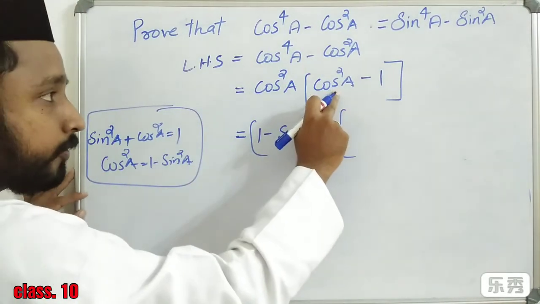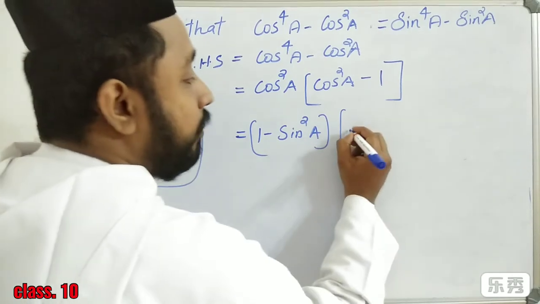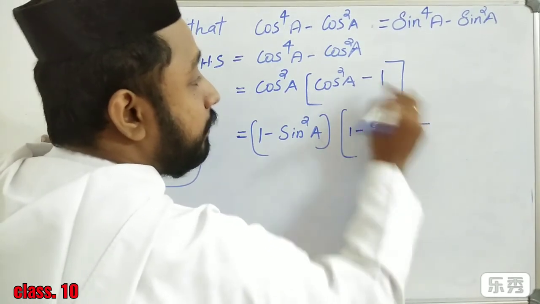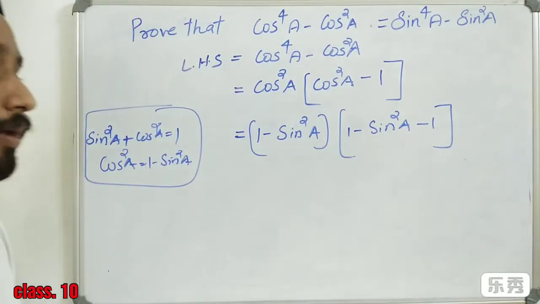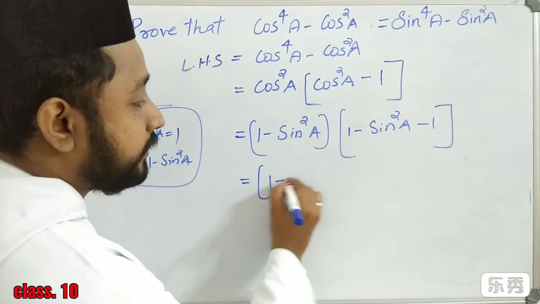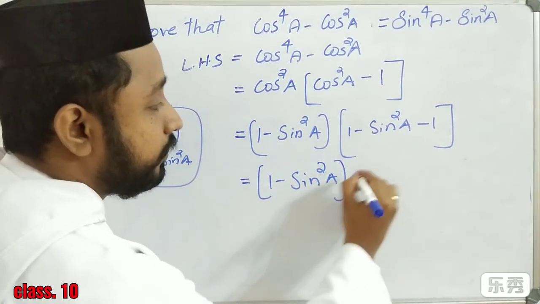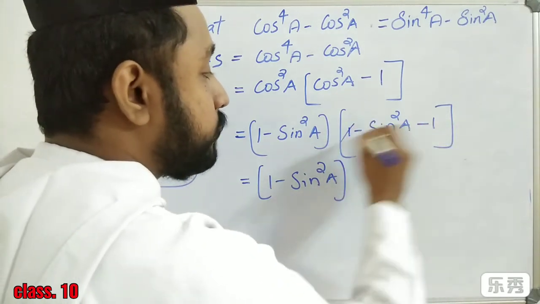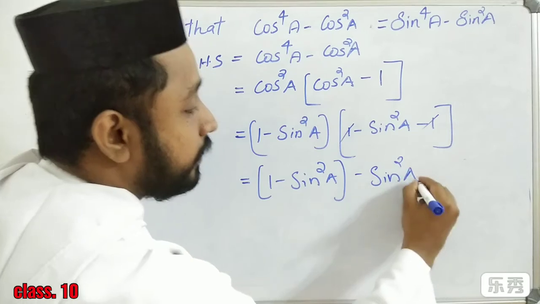Here also I am going to change this cos square into 1 minus sin square. Therefore, 1 minus sin square. Here minus 1 is there. 1 minus sin square minus 1, which is equal to 1 minus sin square into 1 minus sin square minus 1. Here 1 minus 1, 0. Remaining is minus sin square.